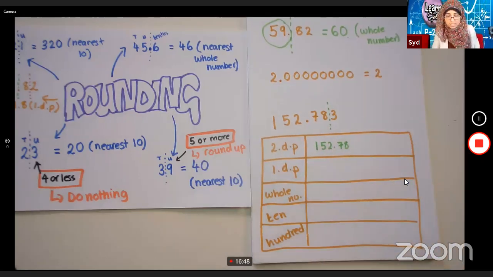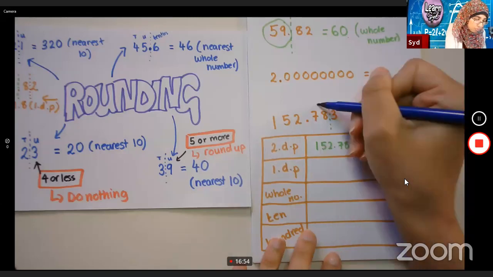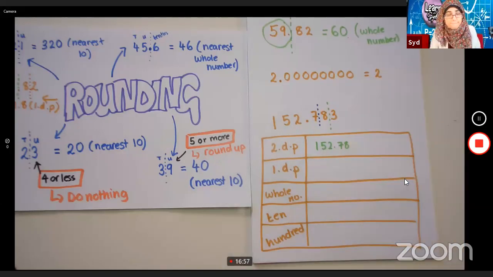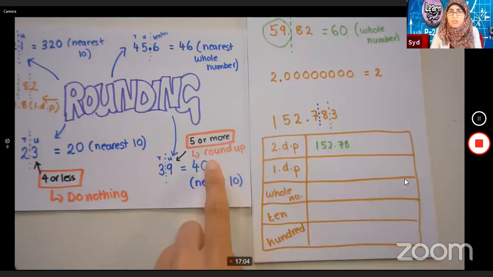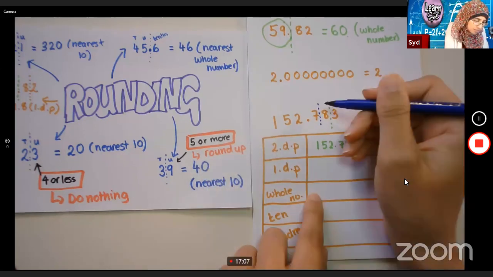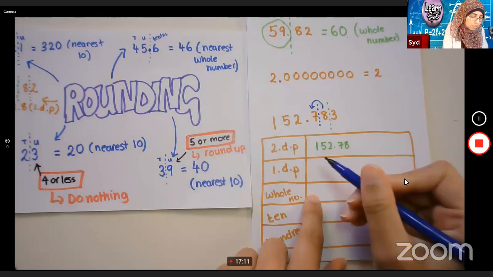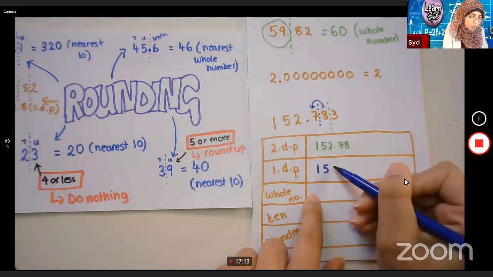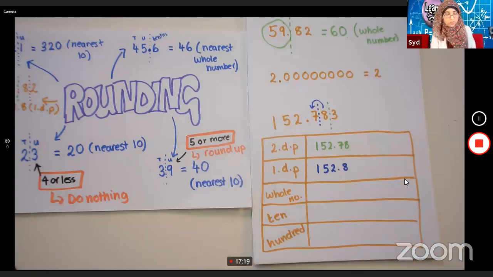Okay, next one, let's change color. 1 decimal place. So 1, and my cutoff point now is there. Okay, so I need to look at the next number next to it, which is an 8. That's 5 or more, so it's going to round up. So this 8 is going to affect the 7. That's going to go up by 1. So my number now is 152.8. Okay, so far so good.